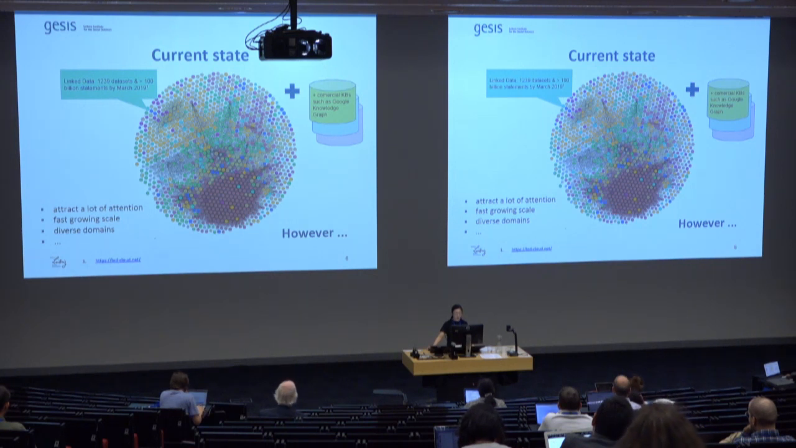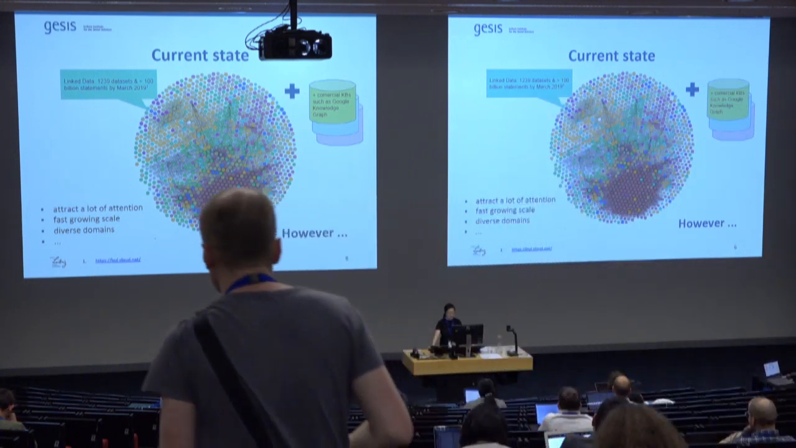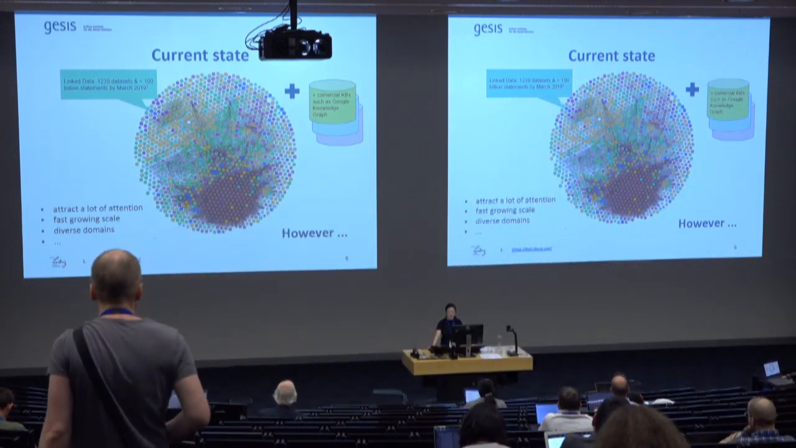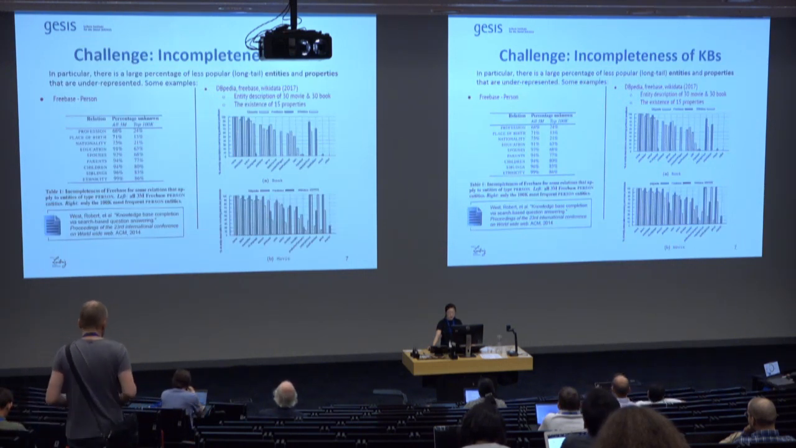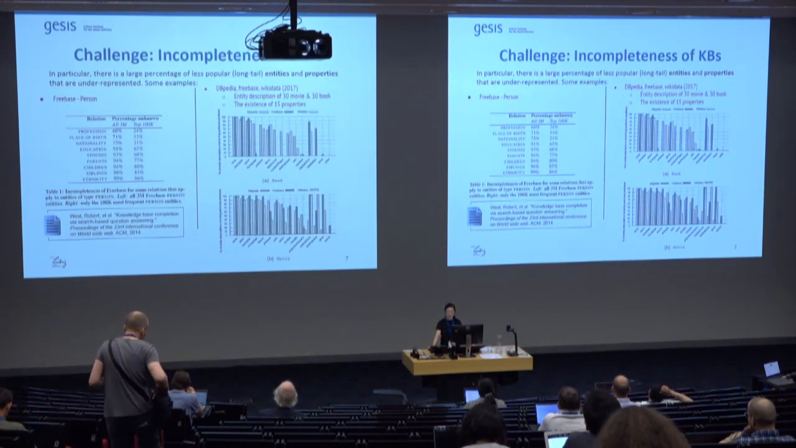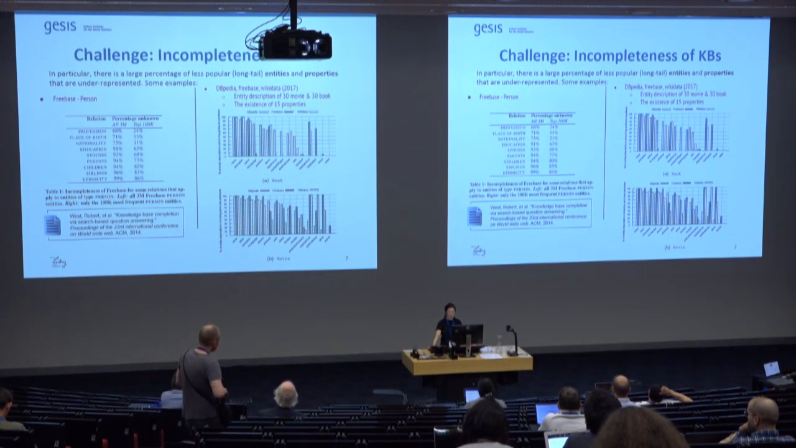So in summary, the knowledge graph has attracted a lot of attention, it's growing at a fast scale, and it covers diverse domains. However, it still suffers from the challenge that knowledge bases are very incomplete at this moment. In particular, there's a large percentage of less popular entities, also called long-tail entities and properties, that are underrepresented.